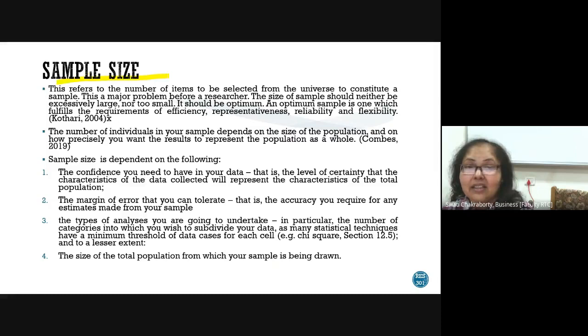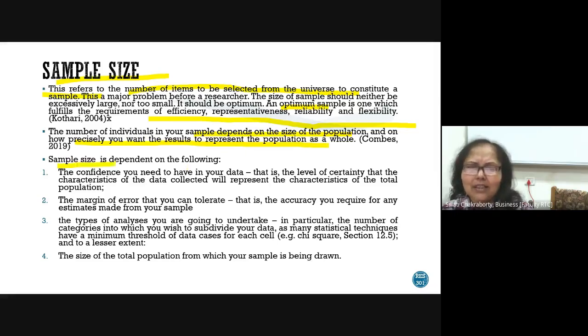Sample size, next. So what does this mean? The number of items that will be selected from the population to constitute a sample. So this is a major problem for a researcher, because sample size should neither be too large nor too small. It should be optimum. An optimum sample is one which fulfills the requirement of efficiency, representativeness, reliability, and flexibility. And the number of individuals in your sample depends on the size of the population and also on how precisely you want the results to represent the population as a whole.